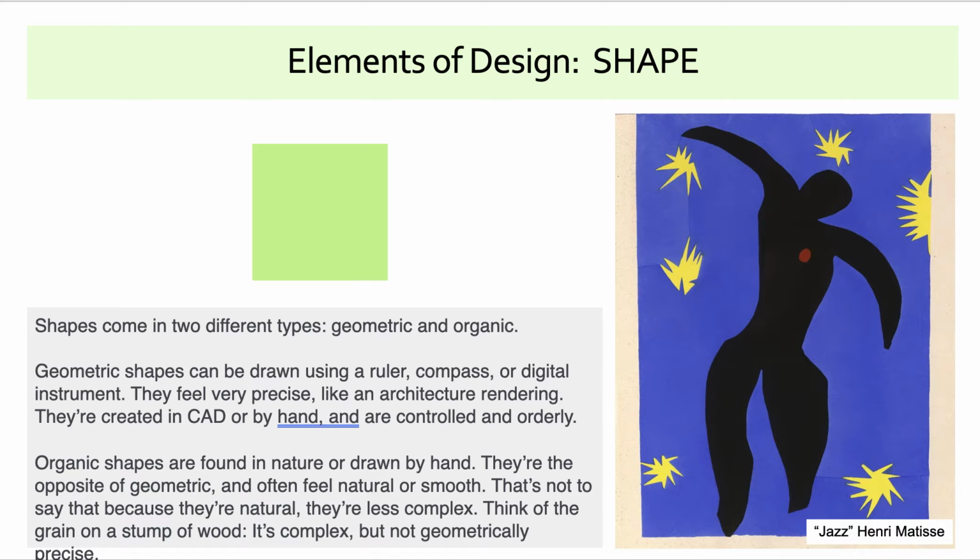Shapes come in two main types, geometric and organic. Geometric shapes are those that can be drawn using a ruler, a compass, a digital instrument. They're very precise, like an architectural rendering can be. They are created in CAD or by hand. They're controlled, they're orderly. Whereas organic shapes are found in nature or drawn by hand without instrumentation. They're considered to be the opposite of geometric, and they feel natural or smooth. They can be less complex, but they can also be more complex.